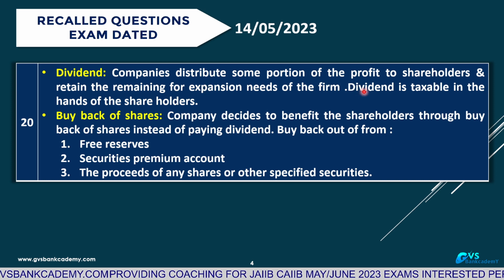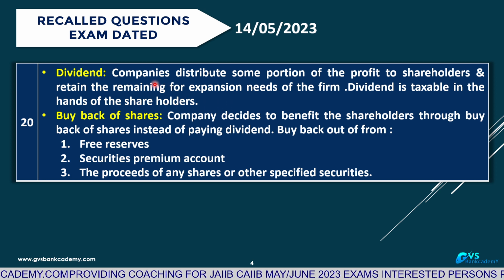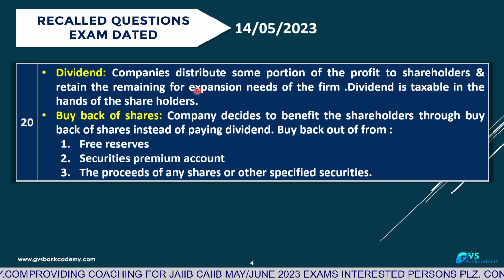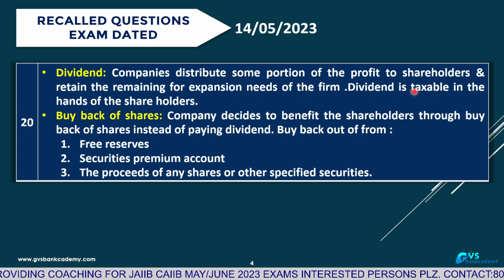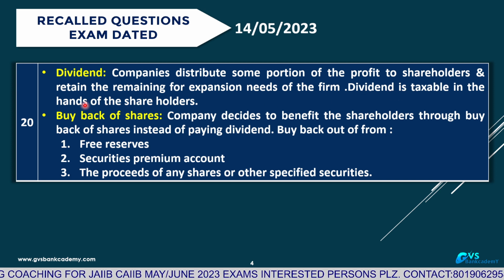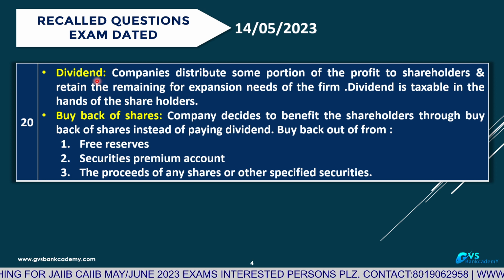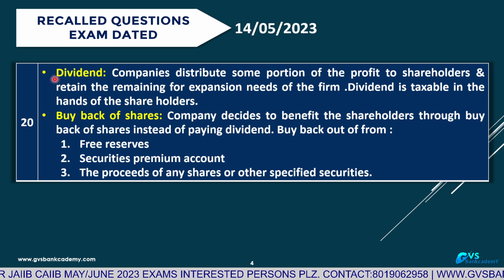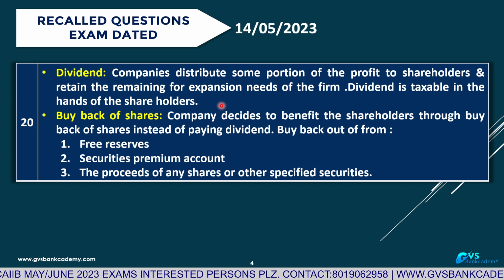Now one more point, dividend is taxable in the hands of the shareholder. Whatever the company is paying on that dividend, the shareholder has to pay dividend distribution tax on the dividend. Companies also have to pay the dividend tax, and individuals also. Now, whatever dividend is paid by the company is going to be debited to the profit and loss appropriation account.